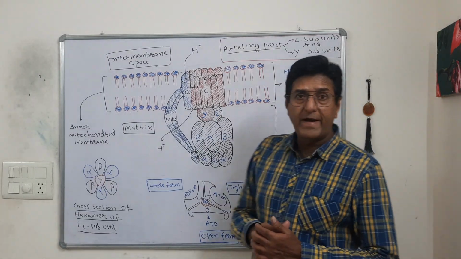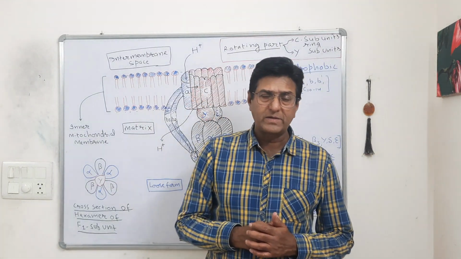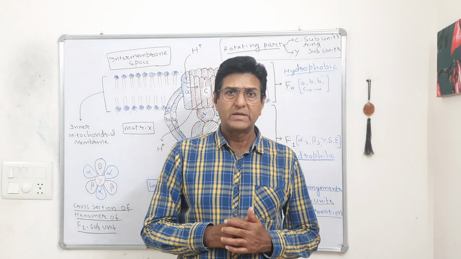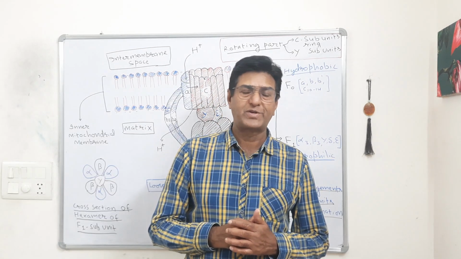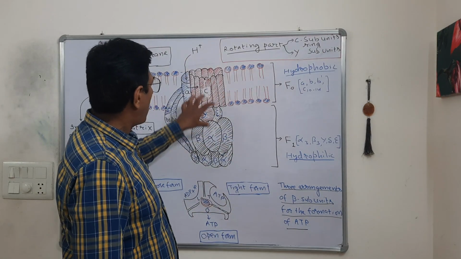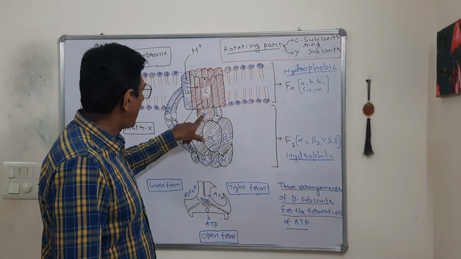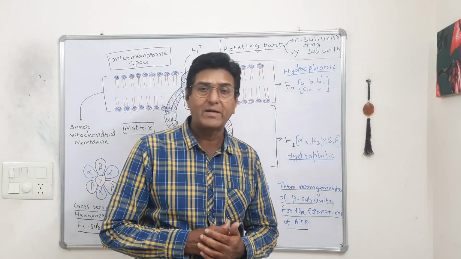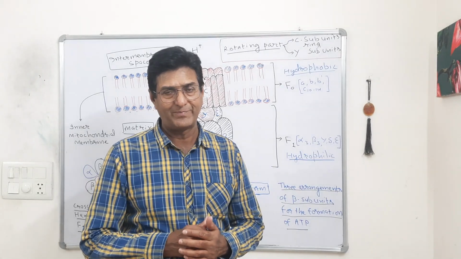And we can divide all parts of oxysome under two groups also. One is rotating part and second is static part. Rotating part includes this C ring of F0 particle and gamma polypeptide chain of F1 particle, and all other parts are kept under the static part.